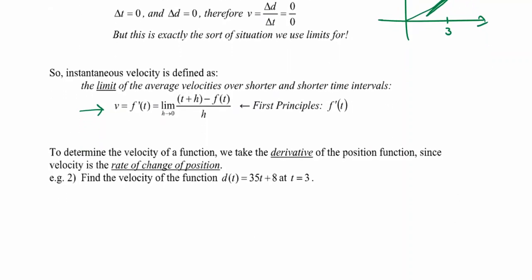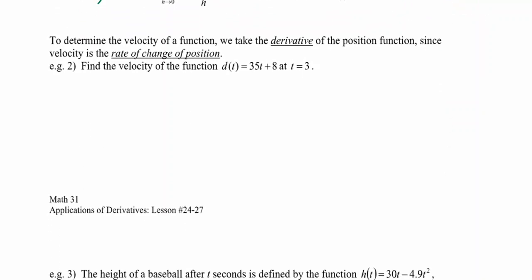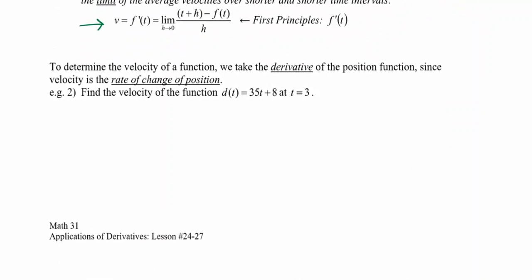And then you guys know we don't really need to use first principles every time we find derivatives anymore, right? Luckily, we know how to find derivatives. So let's jump into it. We're just really going to be finding the derivatives of these things and then interpreting the meaning. So to determine the velocity of a function, we take the derivative of the position function, since velocity is the rate of change of position.